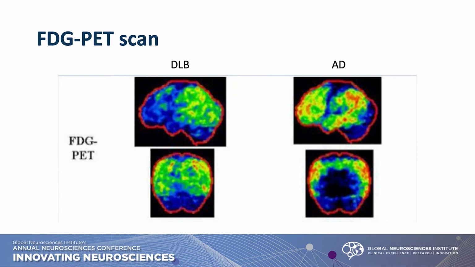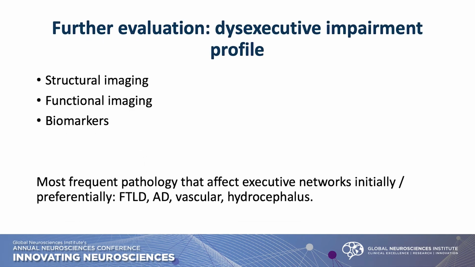This is just to show that the hot colors are the ones that show the areas that are affected, and you can see the occipital parietal regions in the Lewy body, as opposed to more higher processing areas in Alzheimer's disease. This executive impairment profile, again, what pathology likes those executive networks, if it is the network that is affected initially. We're looking into different pathology of frontotemporal lobar degeneration, Alzheimer's disease, vascular disorder, or hydrocephalus.